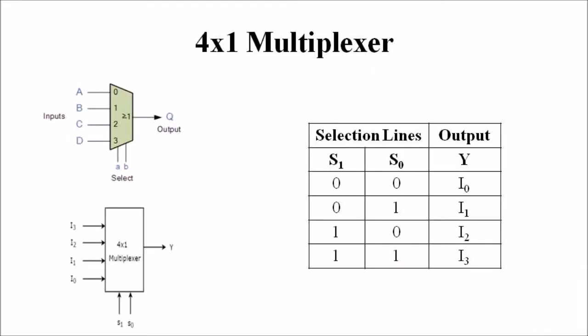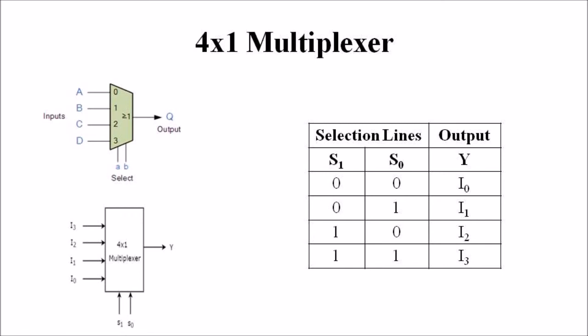Now we are going to discuss a 4x1 multiplexer. A 4x1 multiplexer has 4 data inputs I0, I1, I2 and I3, 2 select lines S1 and S0, and 1 output Y. The block diagram as well as the schematic diagram is shown here. One of these 4 inputs will be connected to the output based upon the combination of inputs present at these selection lines. For example, if the selection lines S1 and S0 are at 0, 0 condition, then the input I0 or A will be given towards the output.